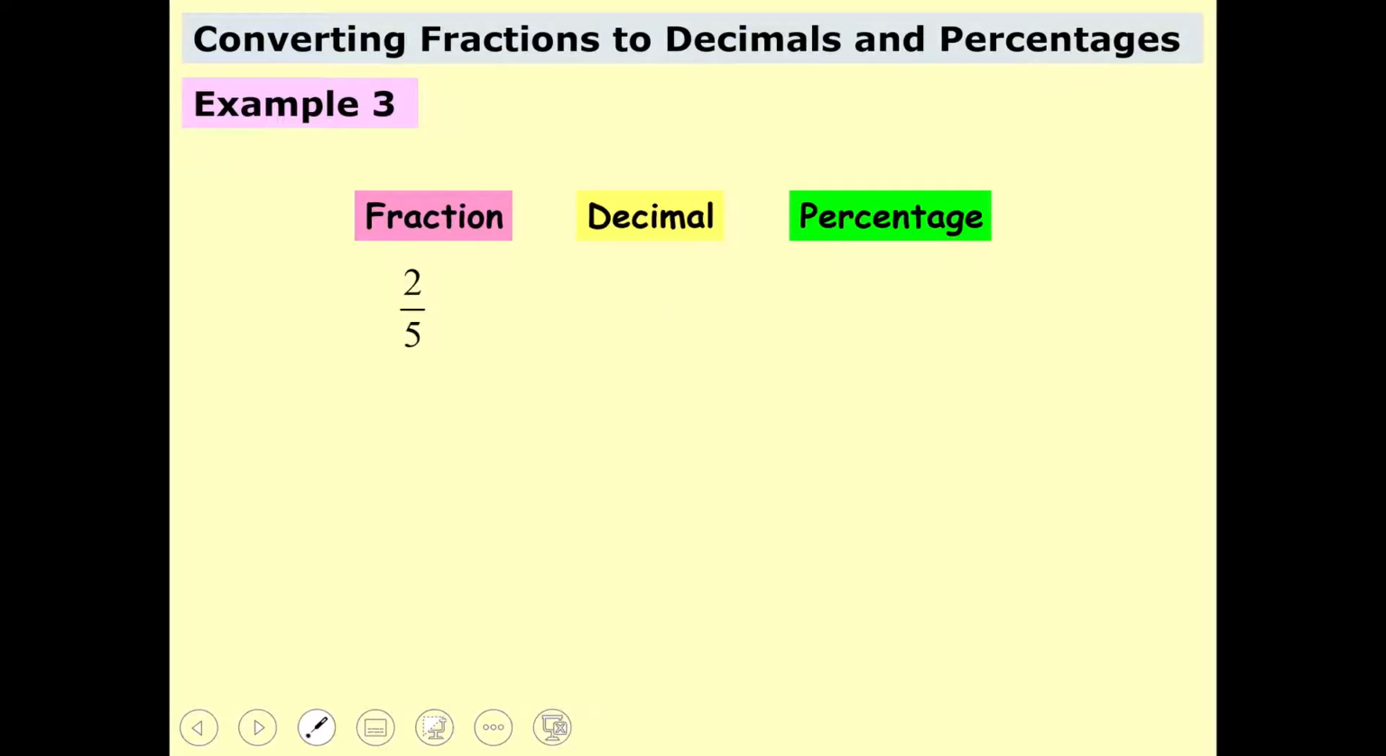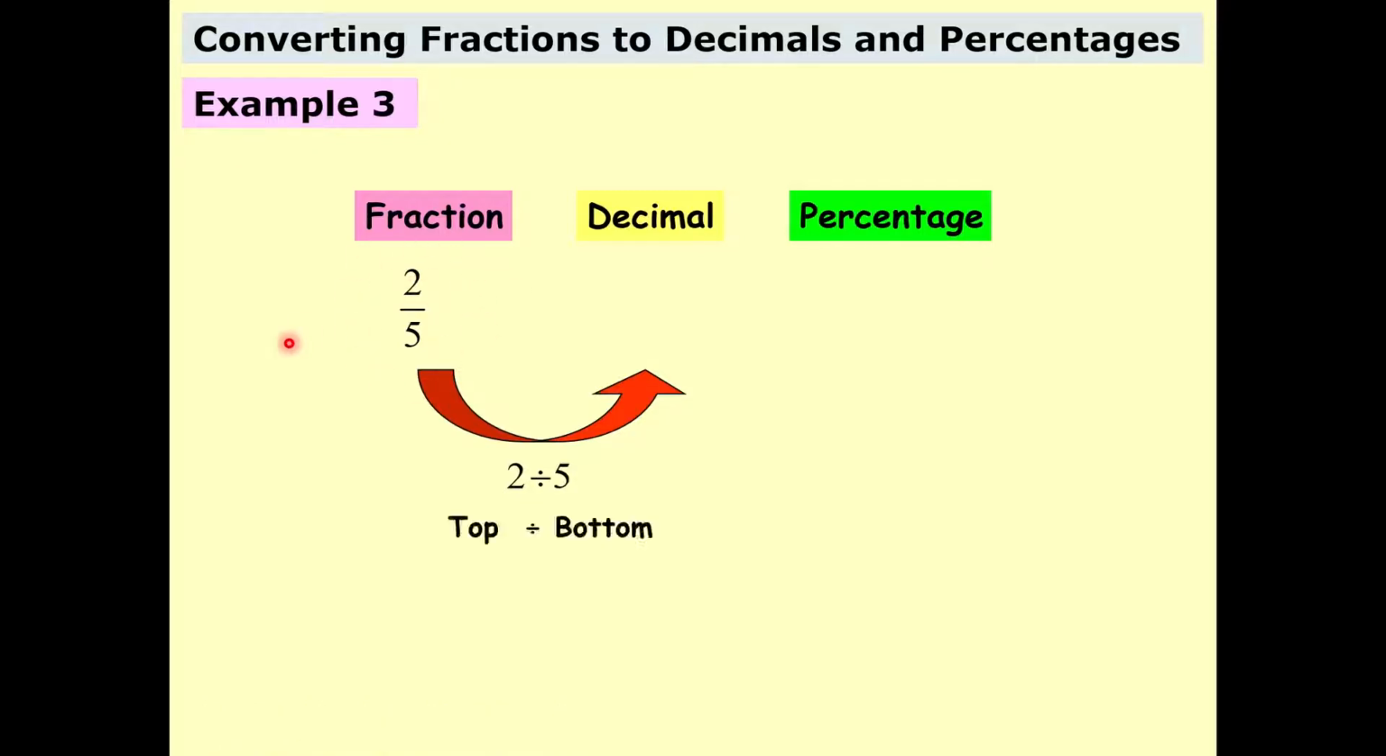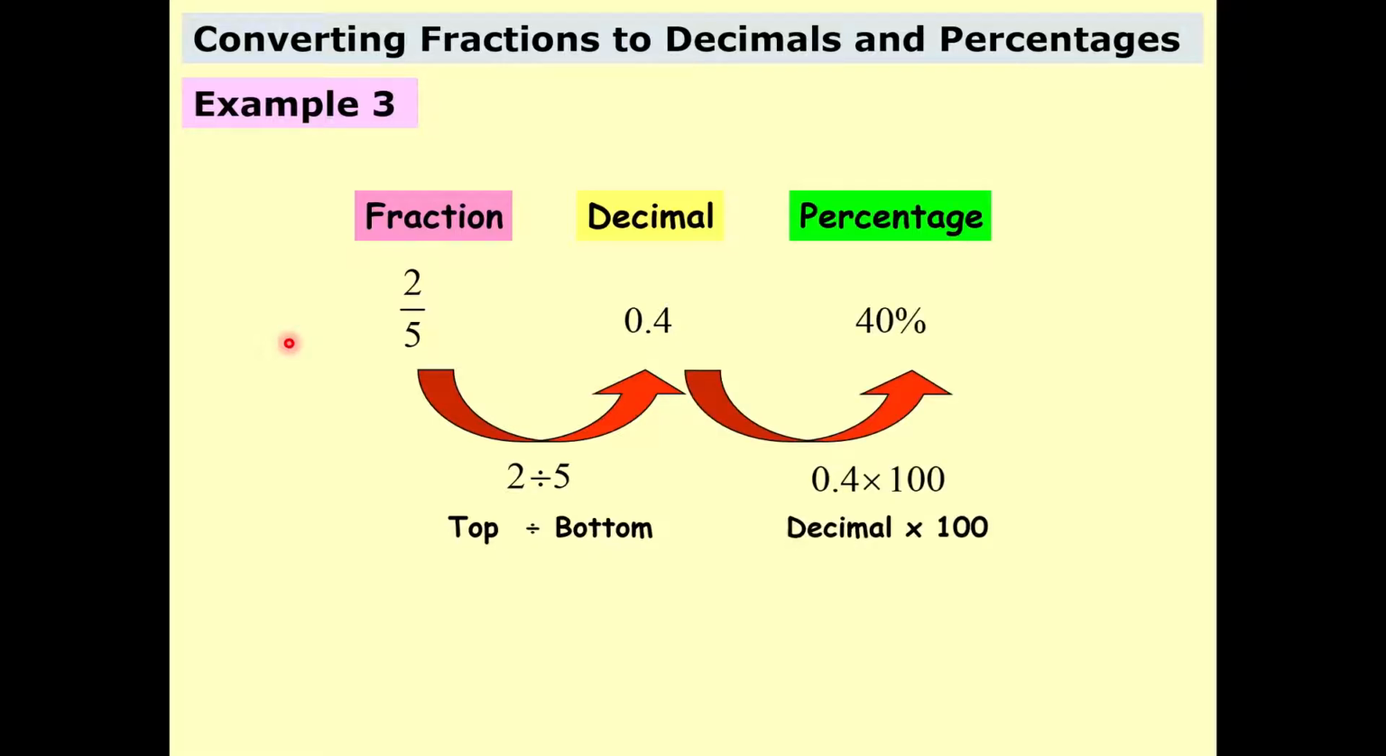Let's start with fraction 2 over 5. So we are going to do 2 divided by 5, because that's what the fraction actually means. Top divided by bottom to give us 0.4. And it is important that you're thinking about this as multiplying by 100. Okay, this is not 4%. Multiply it by 100 to get 40%. So to change a decimal into a percentage, you multiply by 100.